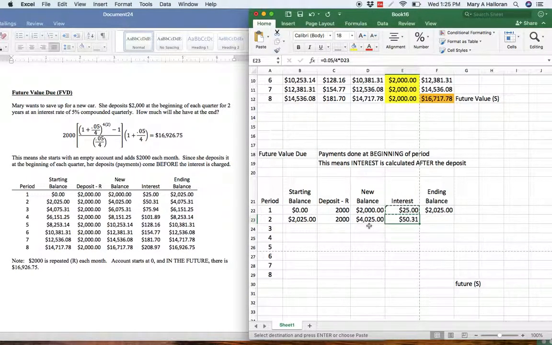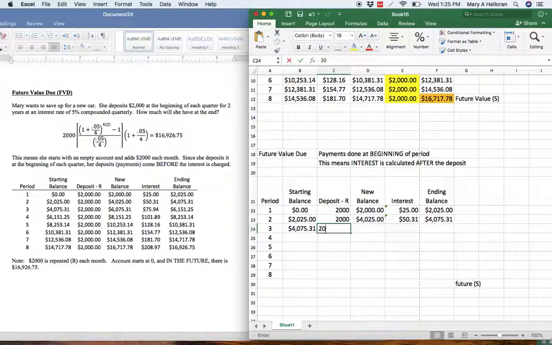So 5.5% divided by 4 times this amount is 50.31. See, 5.5% divided by 4 times what's here. And so now my grand total, I've got 4,025 plus 50. You see I'm going to have 4,075 and 31 cents. Now this amount equals, there we go. That's going to get rolled over to the next month.